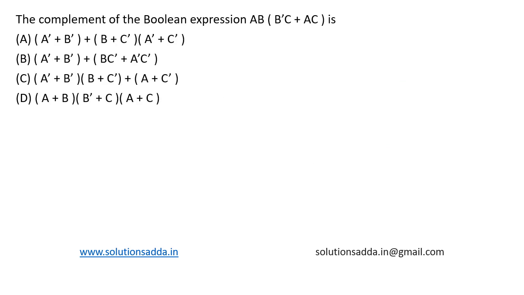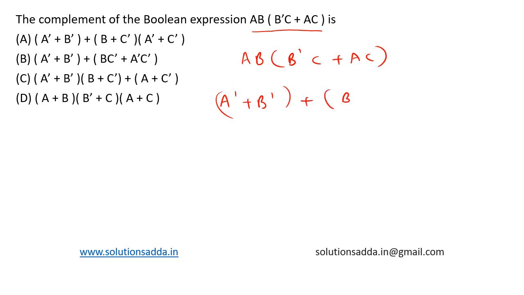This is a question from digital logic design. The complement of the Boolean expression AB into B bar C plus AC is, and four options are given. Let's try to find out the complement. We are given AB into B bar C plus AC. The complement would be (A bar plus B bar) plus (B plus C bar) into (A bar plus C bar). We are complementing the literals as well as interchanging sum with product and product with sum. So this would be the final complement expression. And based on the options, option A is matching and it is the right answer here.